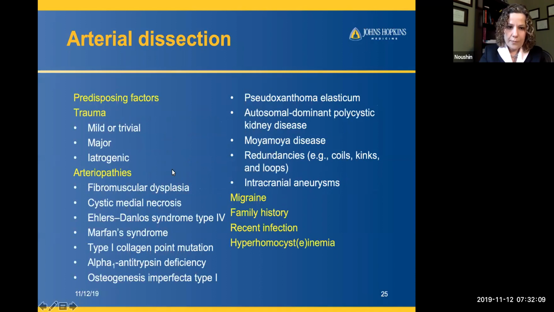There are multiple predisposing factors to arterial dissection. What we see more commonly is trauma, like a patient with motor vehicle collision. Sometimes it's very mild or trivial trauma that can cause arterial dissection. There is a large group of arteriopathies that could cause arterial dissection, such as fibromuscular dysplasia and a lot of collagen vascular disease, such as cystic medial necrosis, Ehlers-Danlos, Marfan's. It's also seen more commonly in patients who have positive family history, recent infection, migraine headache.